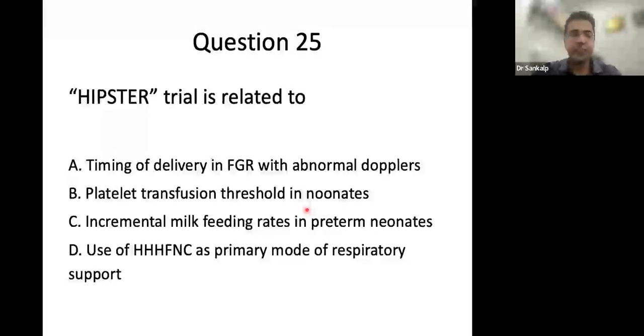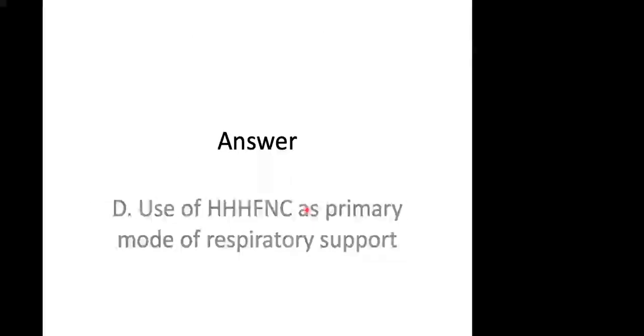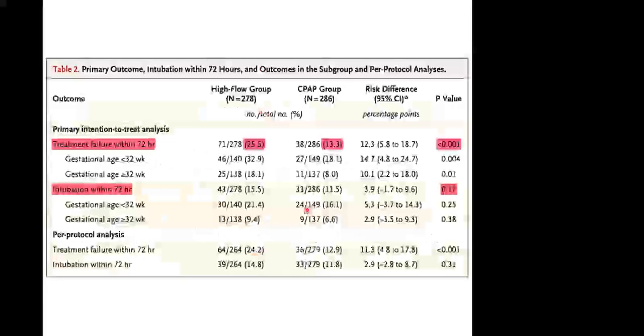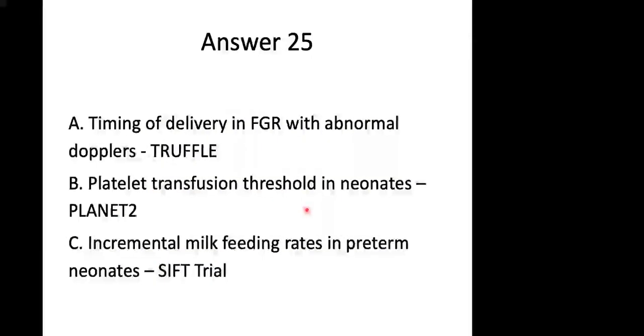So question number 25, HIPSTER trial is related to which of this? Answer is use of HHFNC as primary mode of respiratory support. This was published in NEJM, and they showed that there was increased treatment failure if high flow was used as a primary mode compared to CPAP. And after that, the usage of high flow has actually come down as a primary mode in preterms. So rest all well. Timing of delivery in FGR with abnormal Dopplers is the TRUFFLE study. Platelet transfusion threshold is PlaNeT-2 and incremental milk feeding rate is the SIFT trial.